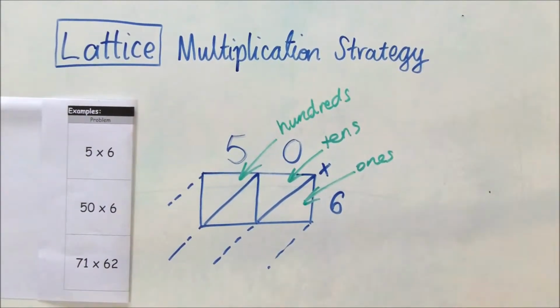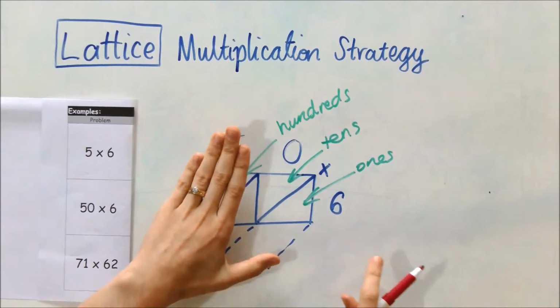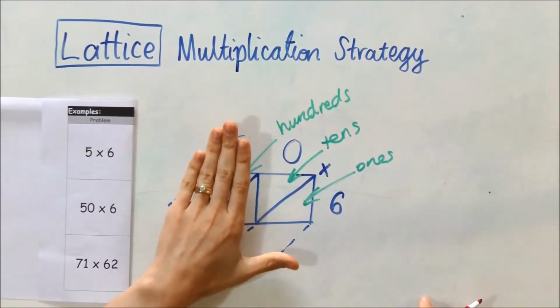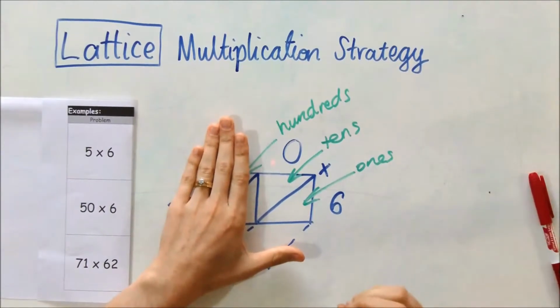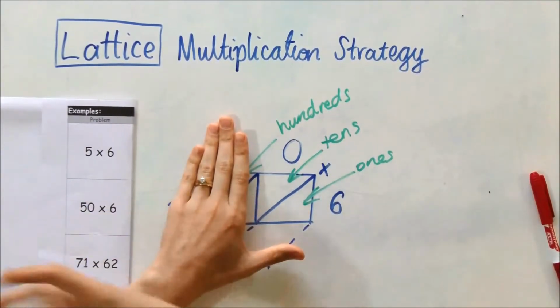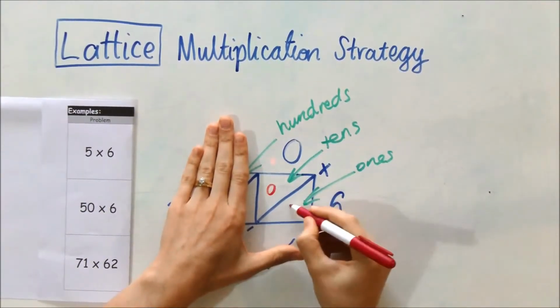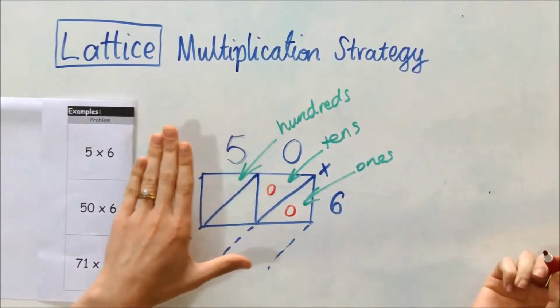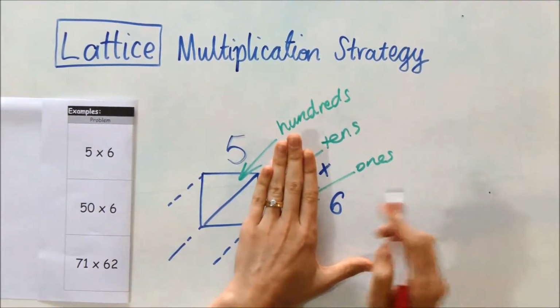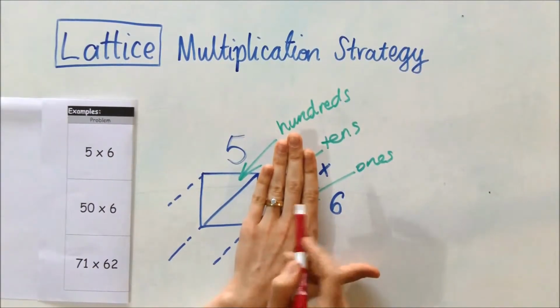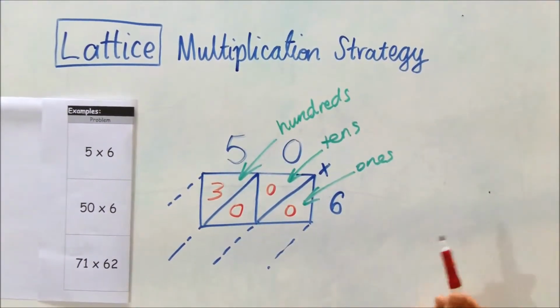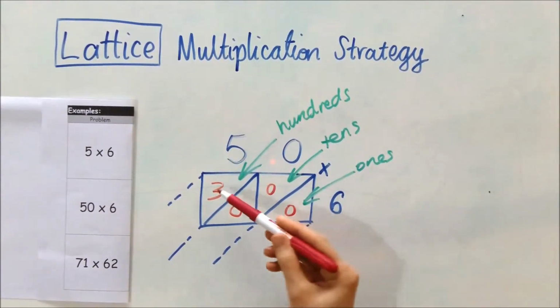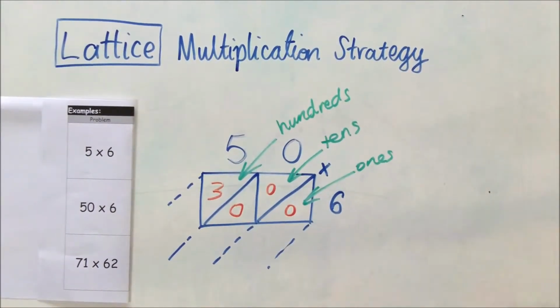So we have, first of all, we just cover up the 5. We don't need to deal with that one right now. 0 times 6. If I have 6 lots of 0, I have 0. So there are no 10s and no 1s. Well, 0 10s and 0 1s. Then I need to go, what's 5 times 6? That's 30. Or what's 50 times 6, which would be 300. In a moment you'll see.